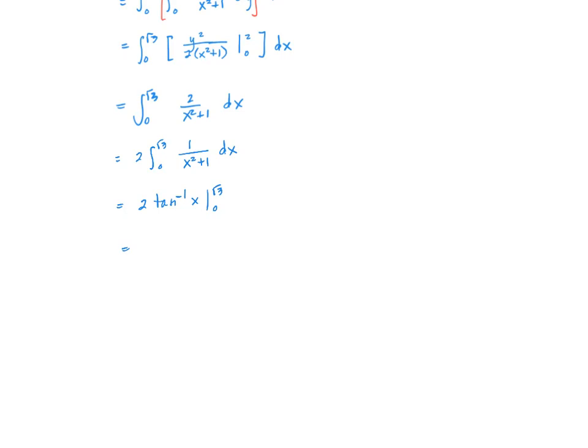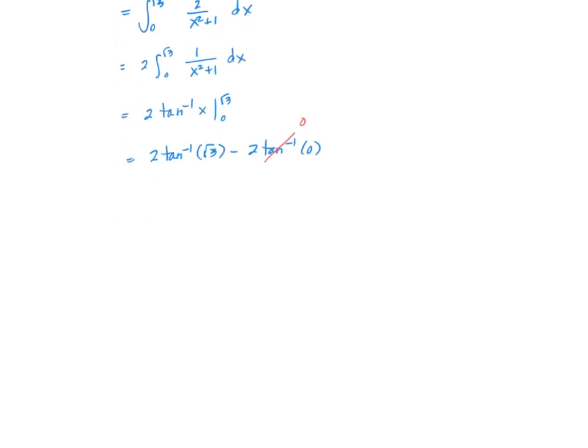The tangent inverse of the square root of 3, I think that's pi over 3. I'll write it out. So this is 2 times tangent inverse of the square root of 3 minus 2 times tangent inverse of 0. Now tangent inverse of 0 is 0, so that term is 0. Tangent inverse of square root of 3 should be pi over 3. So this becomes 2 times pi over 3, or 2 pi over 3.